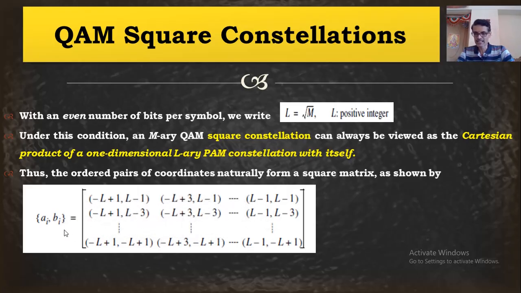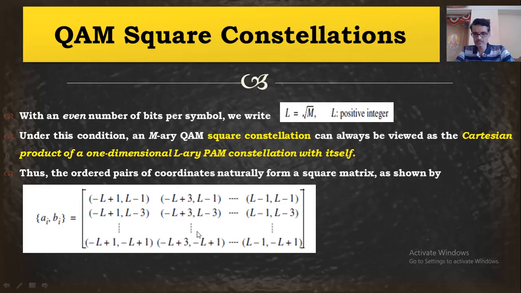The values of AI and BI are given based on the value of L, where L is equal to root of M. The first message point will have an amplitude equal to minus L plus 1 comma L minus 1; that is the AK and BK value. This is A naught and maybe B naught, let us say. Fine. Different message points will have different amplitudes.